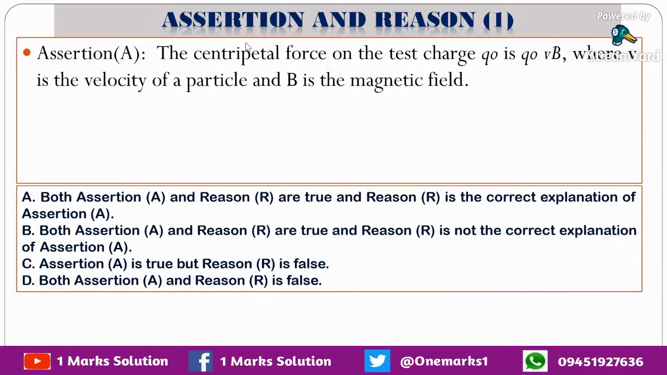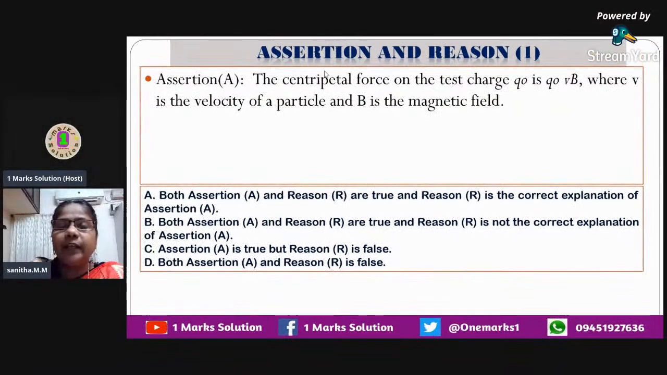So, why the centripetal force? When velocity and magnetic field are in the perpendicular direction, the particle will be moving in a circular path. For that, it has to get a force, that is centripetal force. The centripetal force is provided by this magnetic force. So that is why it is written that the centripetal force on the test charge is Q0VB. That is the maximum force they are getting because theta is 90 degrees.